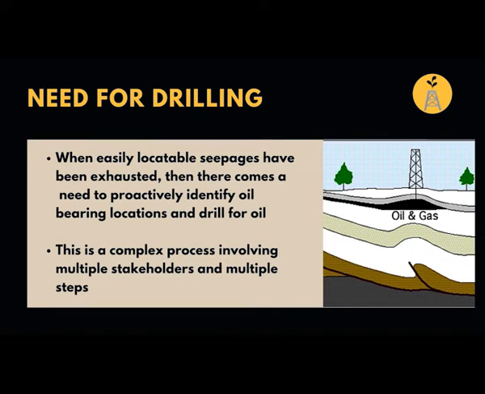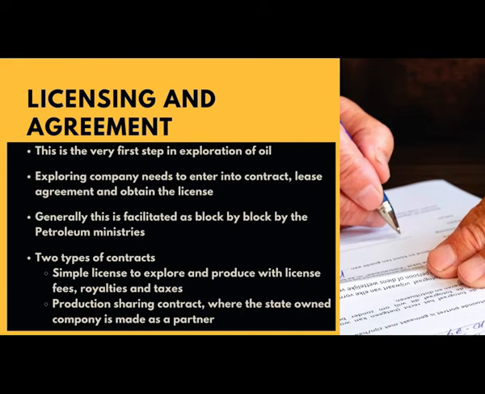So, drilling, exploration, and production is a complex process involving multiple stakeholders and multiple steps. Now, let's try to understand these steps at a very high level. The very first step is to go for the licensing and agreement. This is the very first step of exploration of oil.